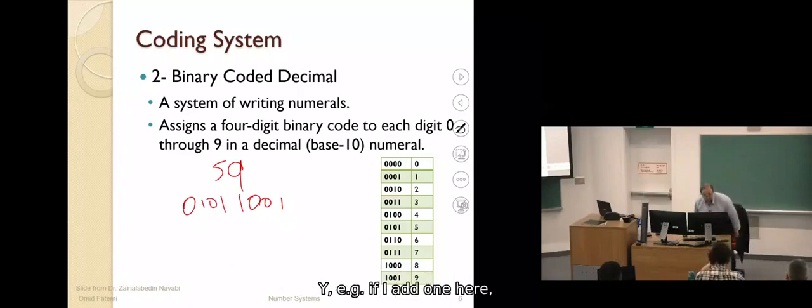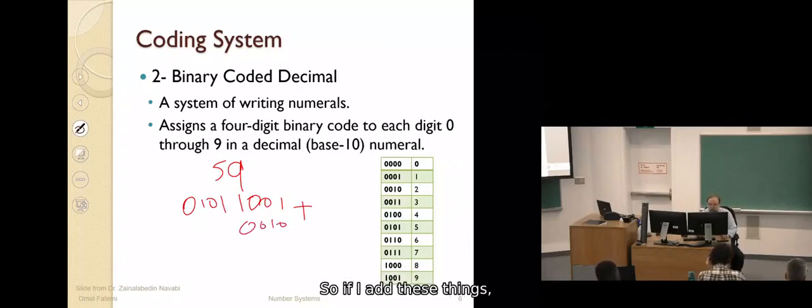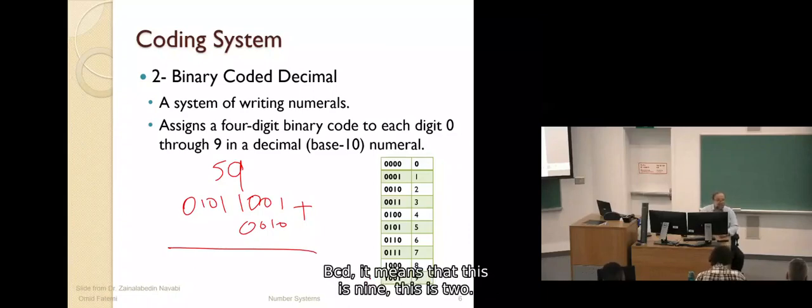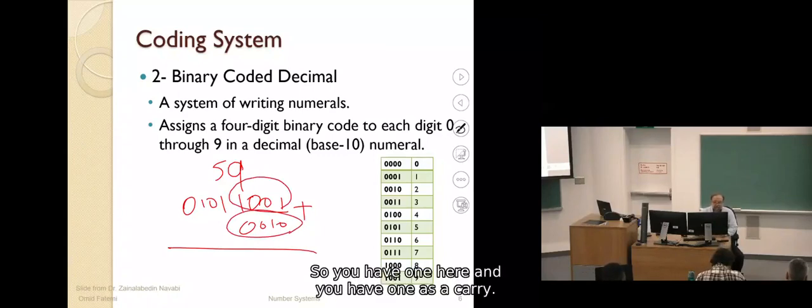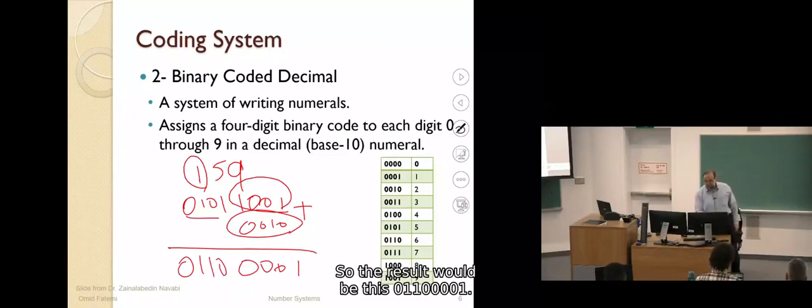Why? For example, if I add 59 plus, let's say, 2. 2 in BCD would be this. So if I add these, you should add them in BCD. It means this is 9, this is 2, so 9 plus 2 is 11, so you have 1 here and you have 1 as a carry, and 5 plus 1 is 6. So the result would be 0110 0001.